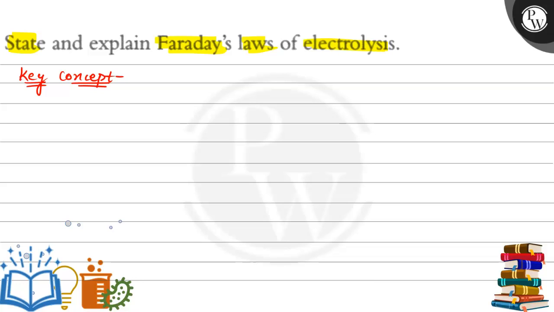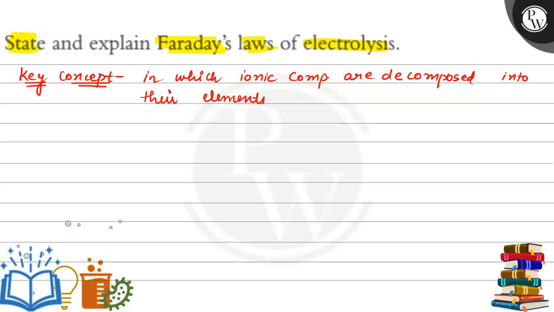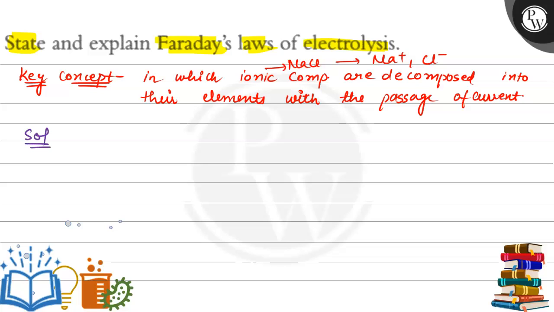So basically, electrolysis is a process in which ionic compounds are decomposed into their elements with the passage of current. Okay. So basically, if we supply current, the ionic compounds we have, for example if we have NaCl, will be converted into their respective ions, that is Na positive and Cl negative. So this is electrolysis. So now we will learn about Faraday's laws related to electrolysis.